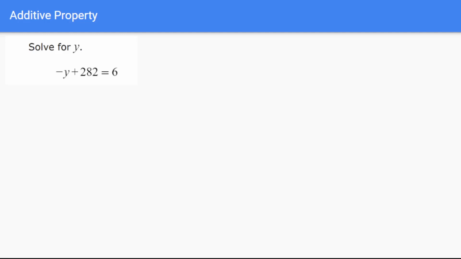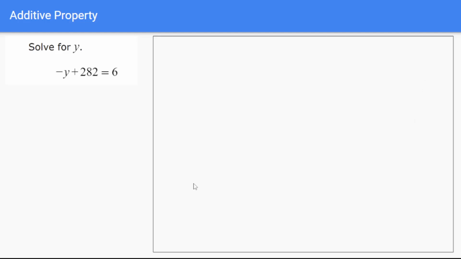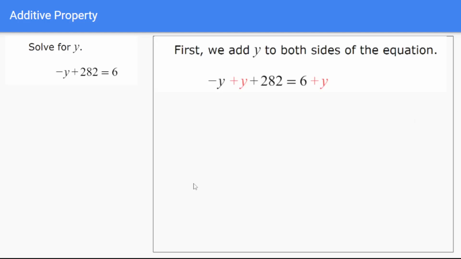So in this example, we're going to solve for y. Negative y plus 282 equals 6. So step one, we're going to add y to both sides because we're not solving for negative y. See how this is negative y? We're not solving for negative y. We're solving for positive y. And then you simplify. So now you have 282 equals 6 plus y.